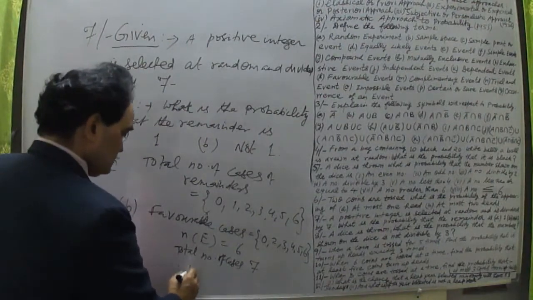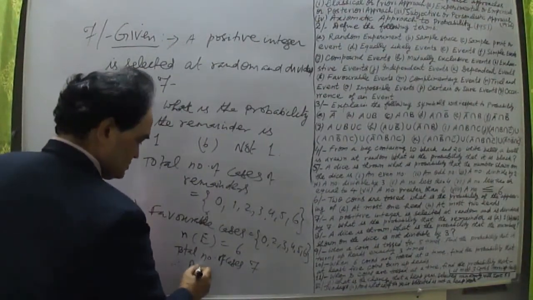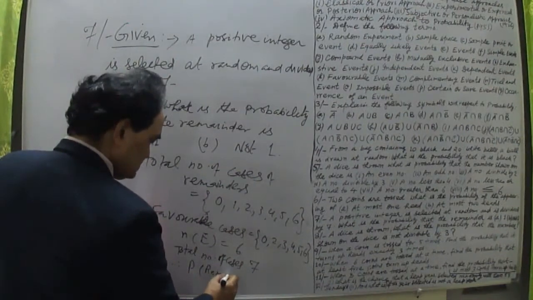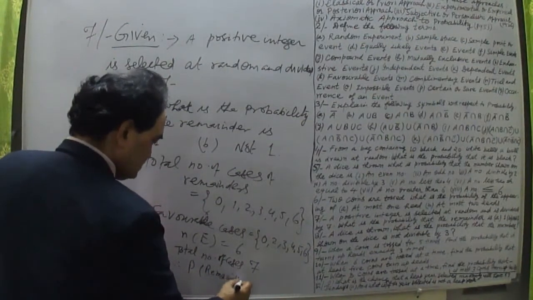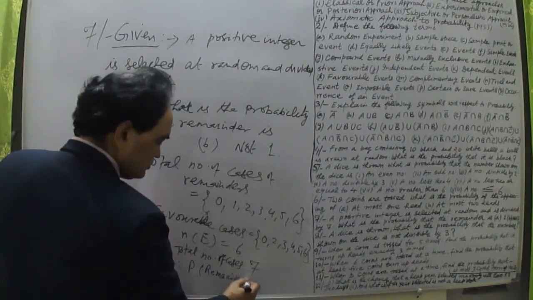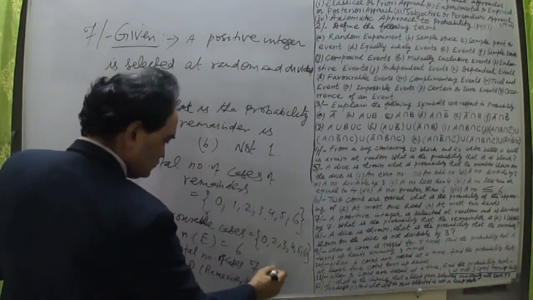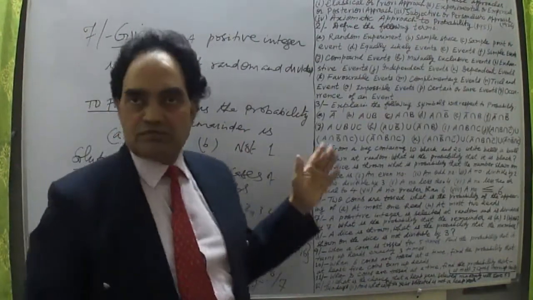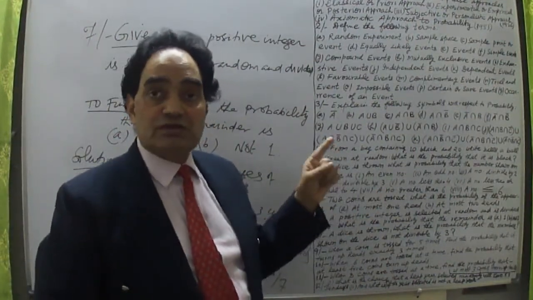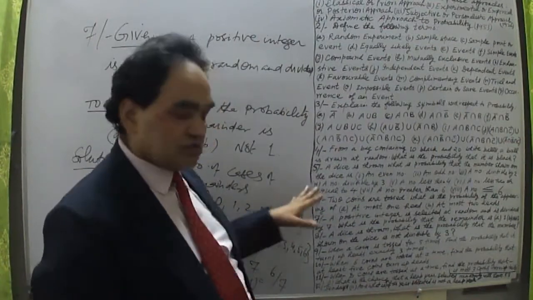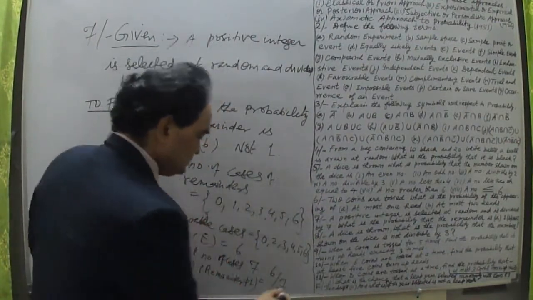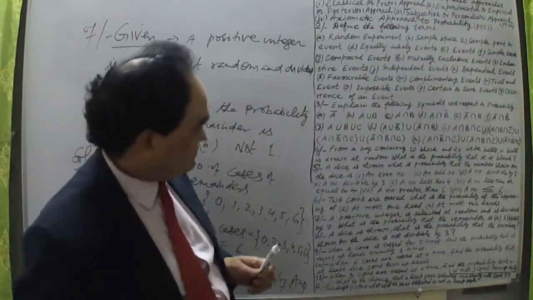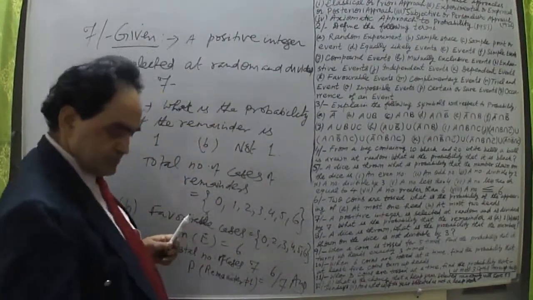Therefore, probability of remainder not equal to 1 is equal to 6 upon 7. What is the probability? Number of favorable cases divided by total number of cases. Favorable cases are 6 here in this case. 6 upon 7 is the answer. This is the B part of this question. Okay, so question number 7 is finally completed.